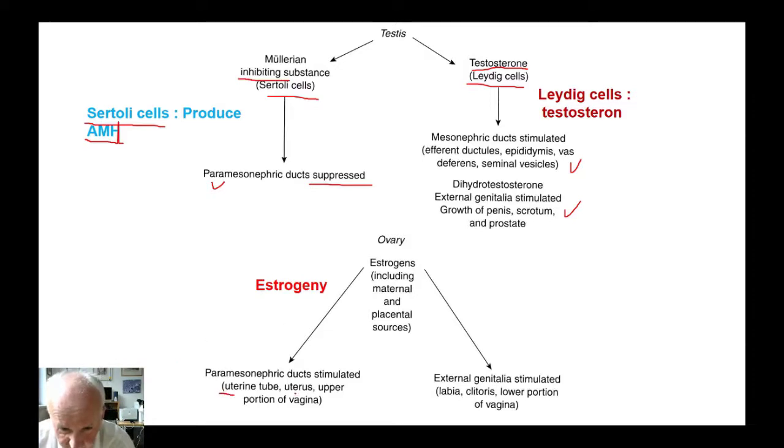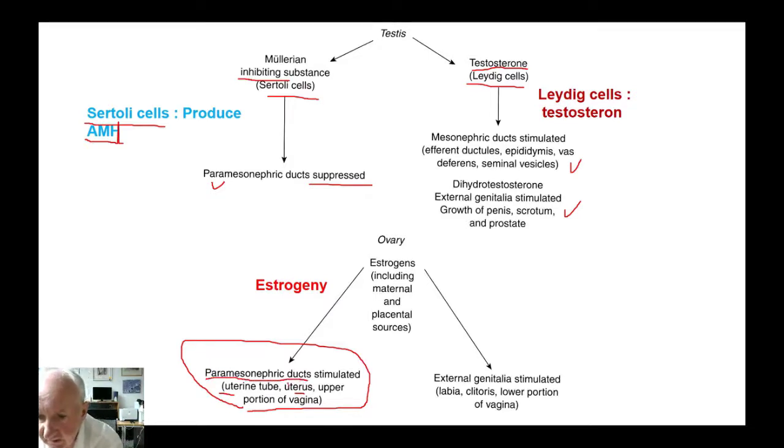Uterine tube, uterus, and upper portion of vagina. That's the problem of the paramesonephric Müllerian duct. Estrogens, which are produced by the cells of theca folliculi interna. This is a layer around the follicle, and with the help of follicular cells are produced steroid hormone estrogen, or some type of an estrogen, and these estrogens are stimulating this.